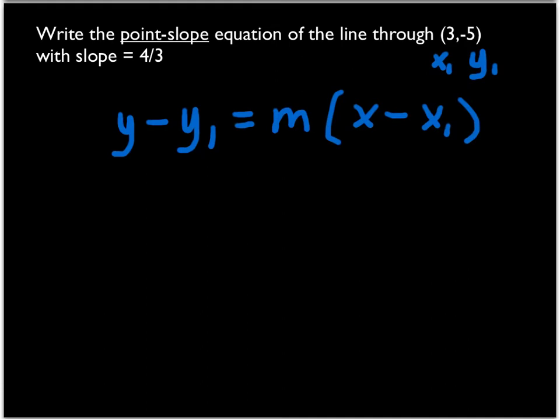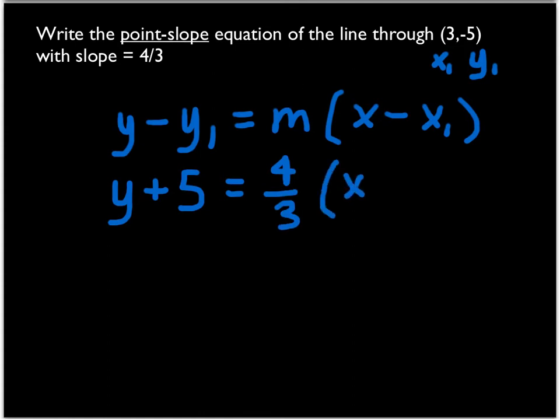So let's just go ahead and finish this out. y stays the same, but my y1 is -5, so y minus a -5. I'll usually write that as +5. m is my slope, in this case 4/3, and then my x value stays the same, and my x1 is 3. And that's all there is to it. Now that looks kind of complicated perhaps, but it's really just a matter of filling in the blanks, so to speak, or putting in the values in place of x1, y1, and m.